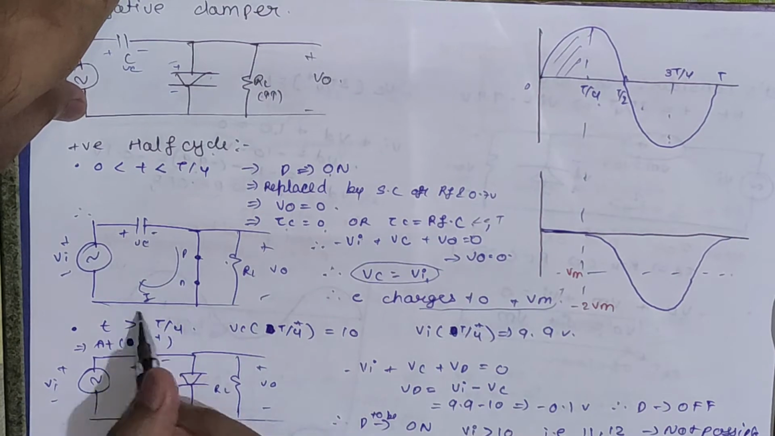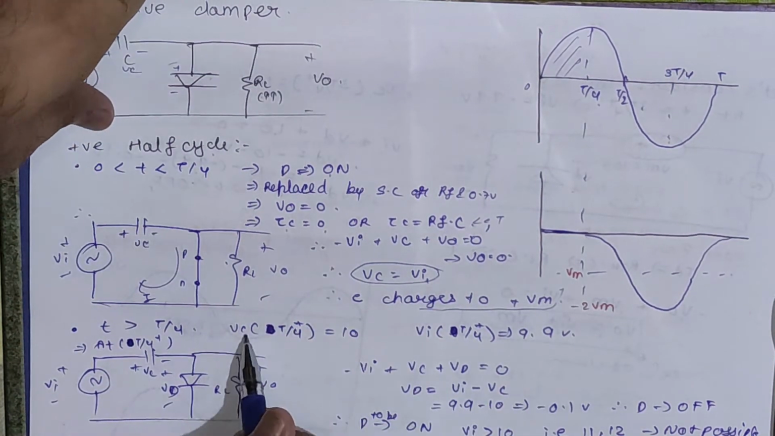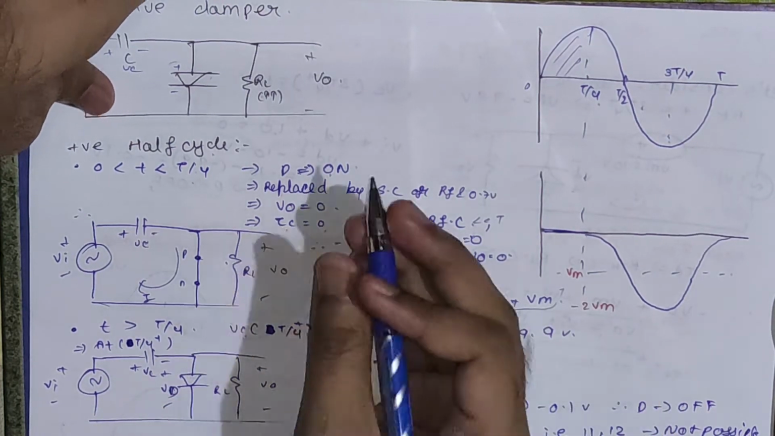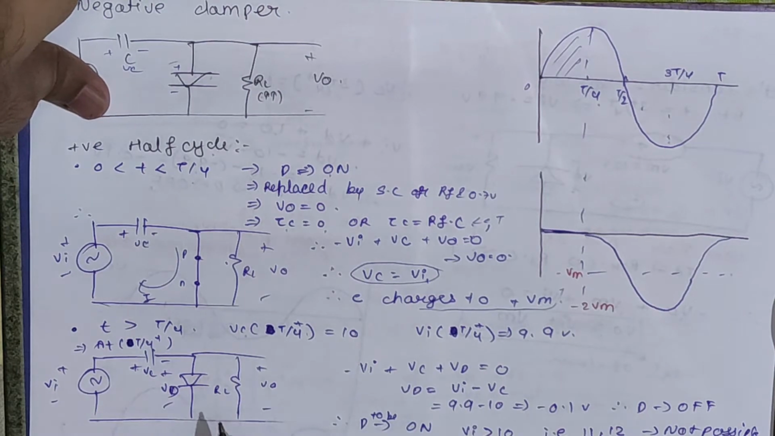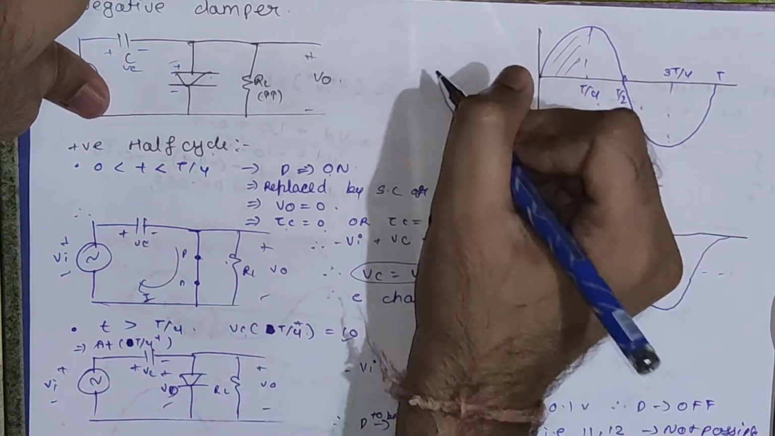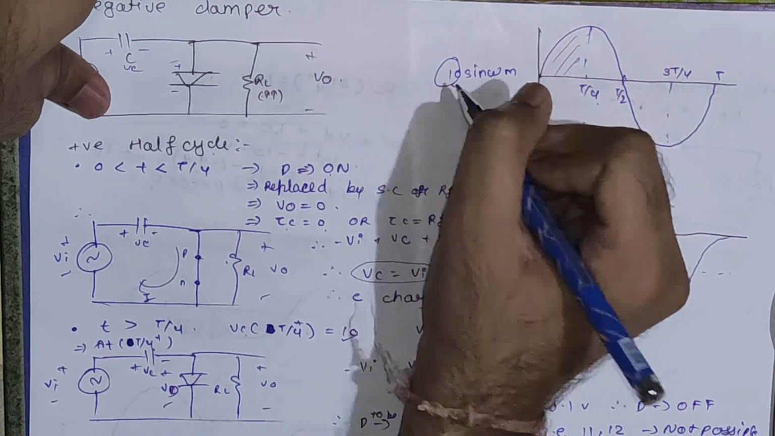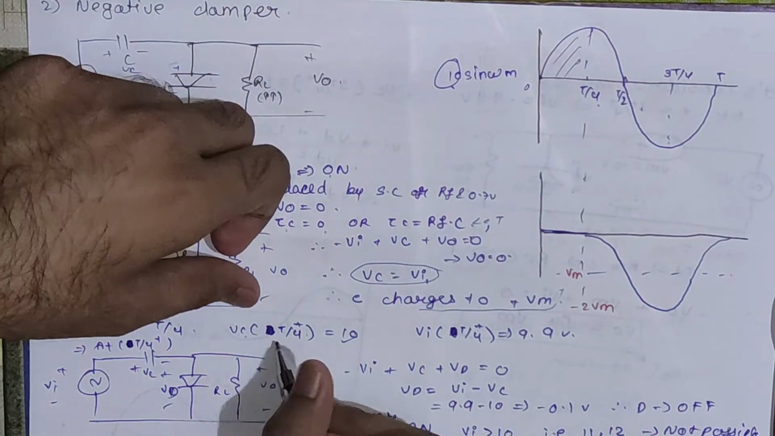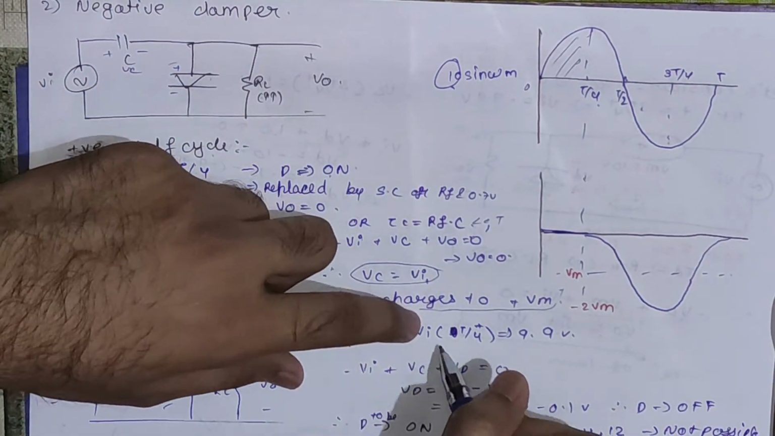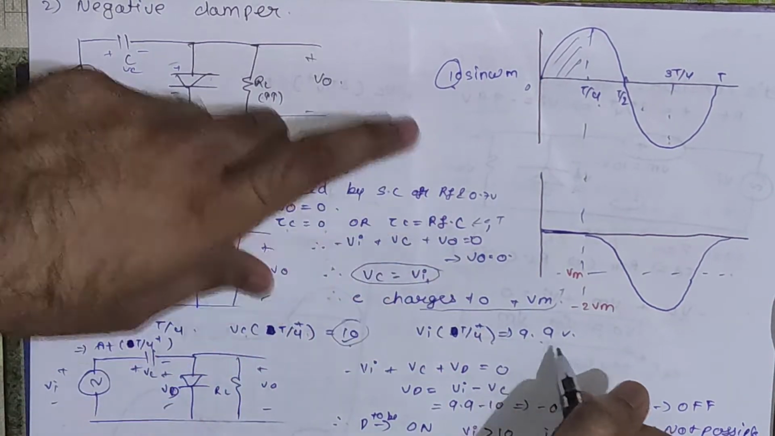Now let's see for the phase t greater than T by 4. You will now say that VC at T by 4 plus is equal to VC at T by 4 minus. As we know, the capacitor opposes the change in voltage, so it will be equal to 10. We have considered this waveform as 10 sine omega t, so Vm here is 10 volt. So we will say the capacitor will be charged to plus 10 volt. This is what I have written here. Vi at T by 4 plus will be less than 10 volt. It will be nearly 9.9 volt.